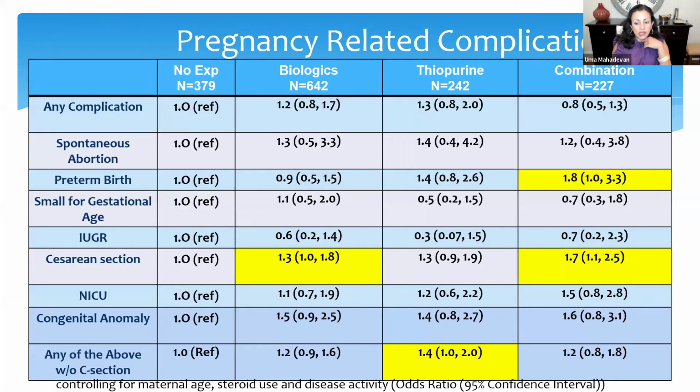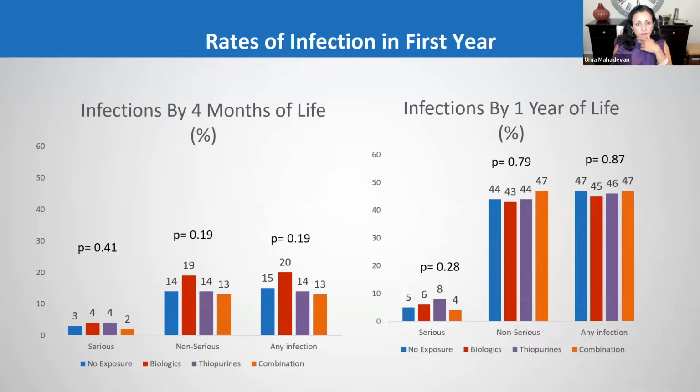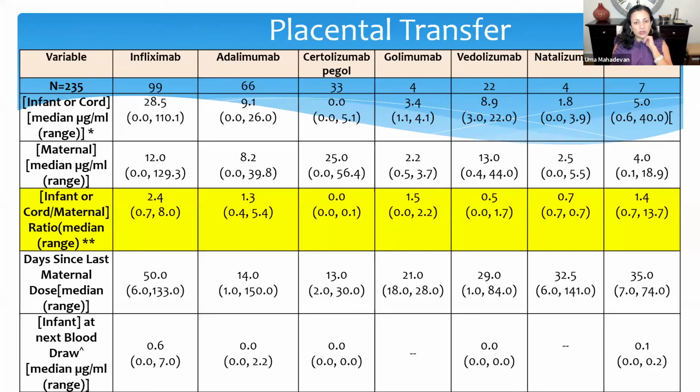Just looking at a breakdown of the data, again, you can see that the combination therapy group had an increase in cesarean sections, but otherwise, overall, there was no increase in adverse events by drug of exposure. The rates of infections at 4 months of life and 1 year of life in the infant were similar based on what drug they were exposed to in utero. And we do know that these biologics cross the placenta.